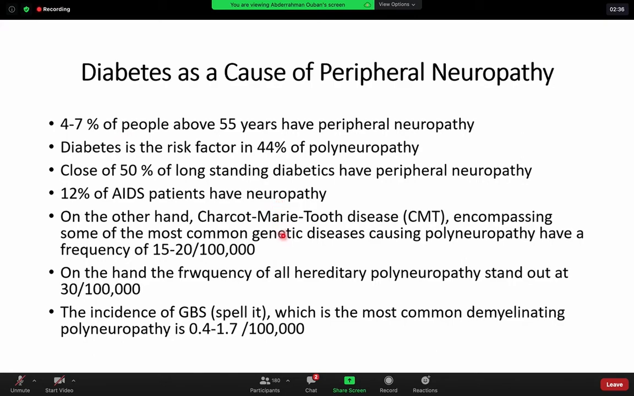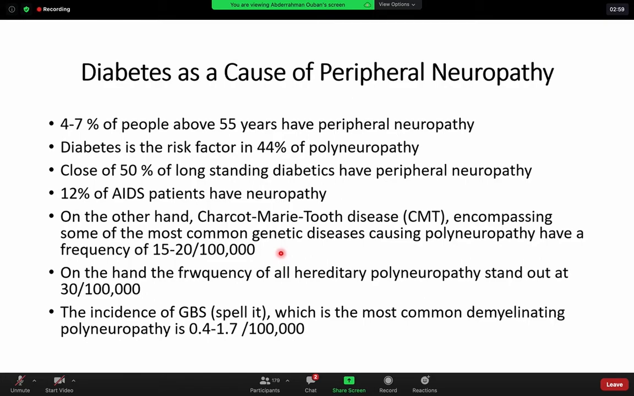They will have different forms of neuropathy. There are also some genetic causes of the disease, such as Charcot-Marie-Tooth disease, the CMT disease. It's due to a mutation in one gene known as PMP, and it presents itself with polyneuropathy. It's a pretty rare condition.